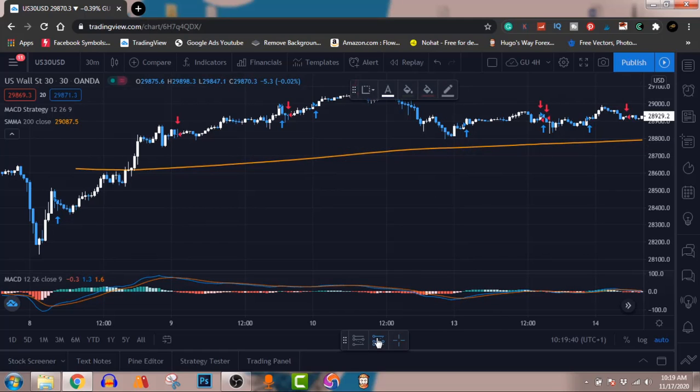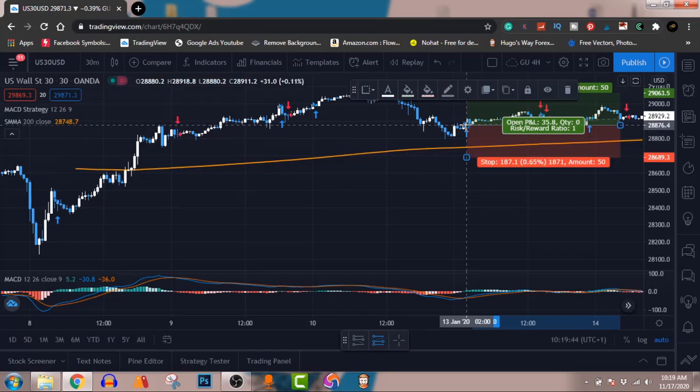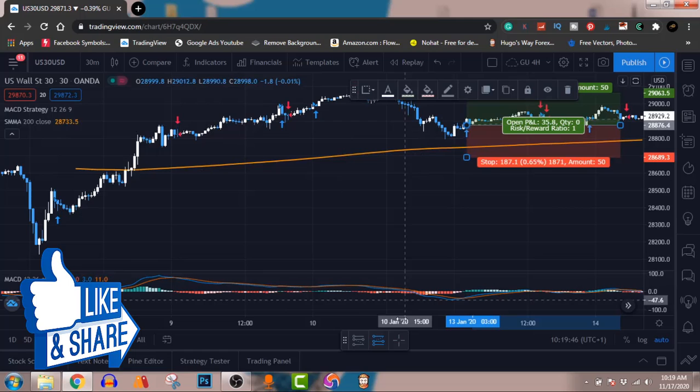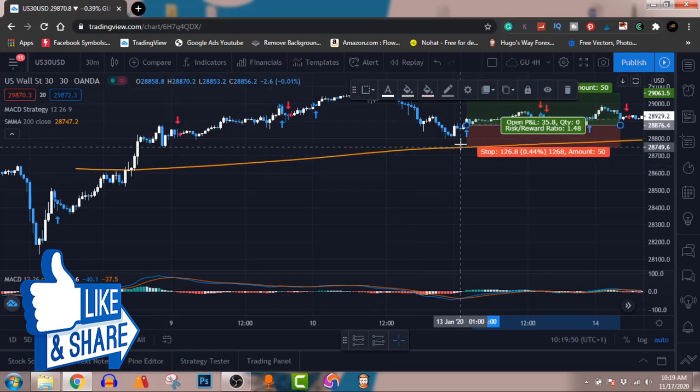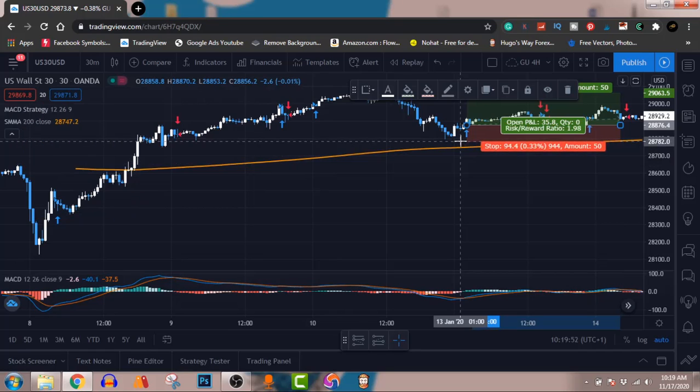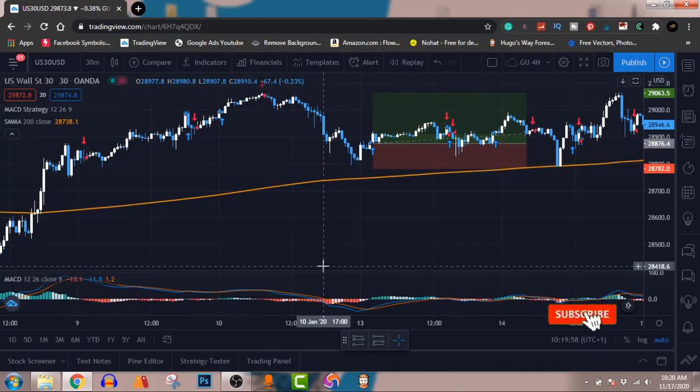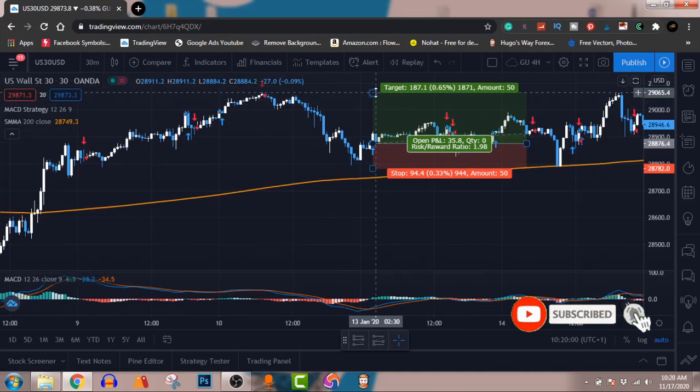So we're just going to take that and you just place your, I'm going to be using a 2-to-1 risk reward ratio, so make sure you follow me on that if you're interested. So what you do is just set your stop loss just below the last low, all right, and you just take a 2-to-1.